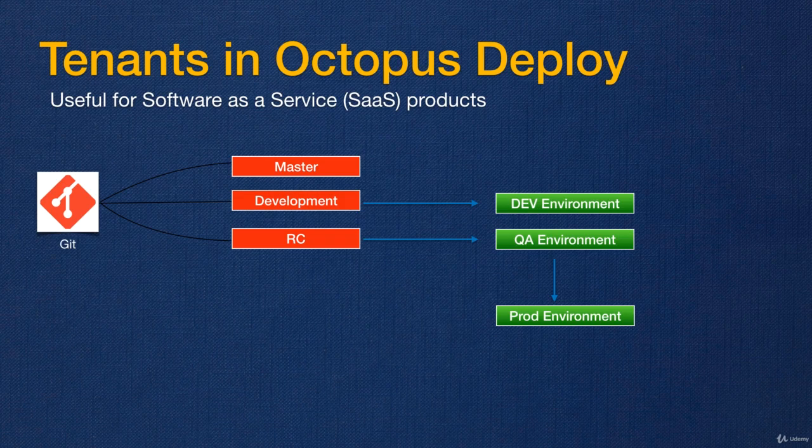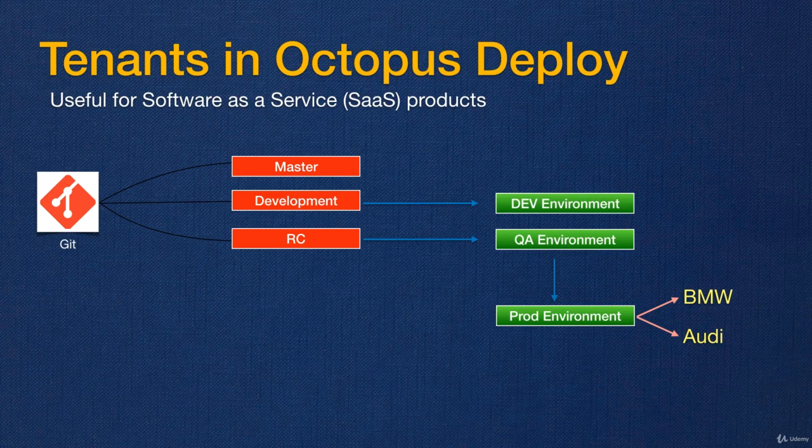As an example, if we want to have multiple clients deployed to our production environment and we give each client a specific configuration and database and logo and things like that, we can use tenants. For example, if we want to have a client called BMW and a client called Audi in our production environments, we will create a tenant for BMW and a tenant for Audi, and then we give specific values to the variables for BMW and different values for the same variables in Audi.